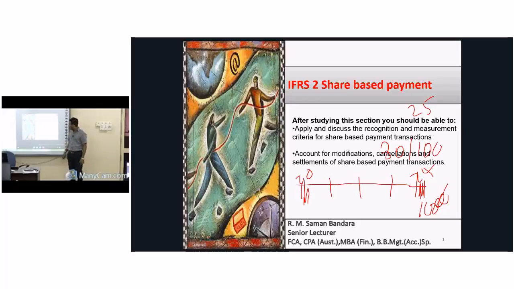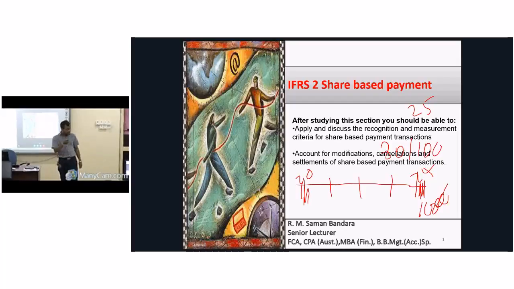Understood? Now, when do you recognize this expense? Is it at the end of the 5th year, or the beginning of the 6th year, or in the 5th year, or over the 5 years? When should I recognize this expense relating to a kind of benefit given by employer to employee?